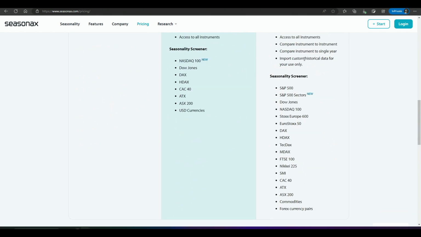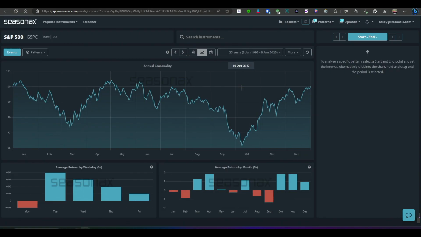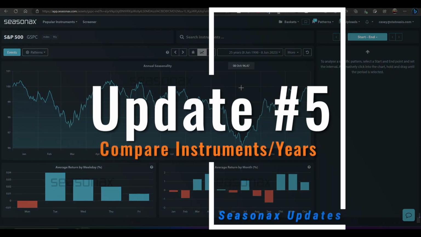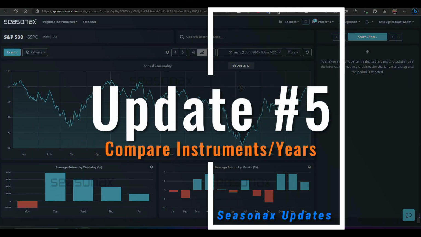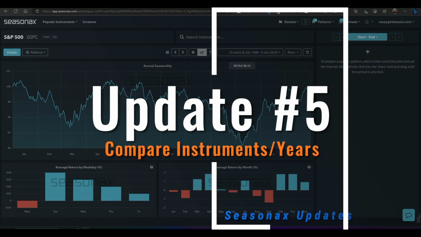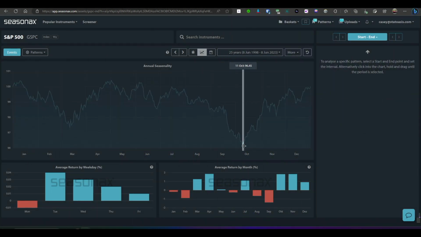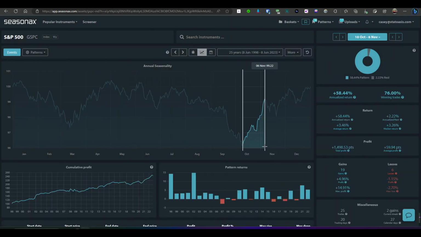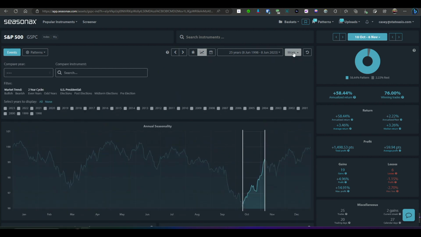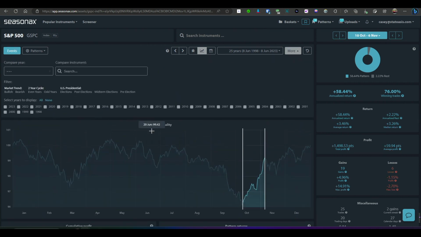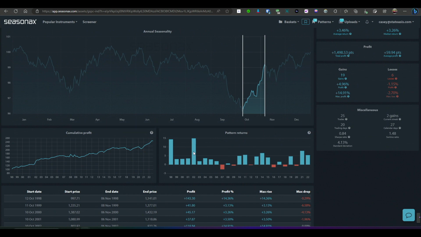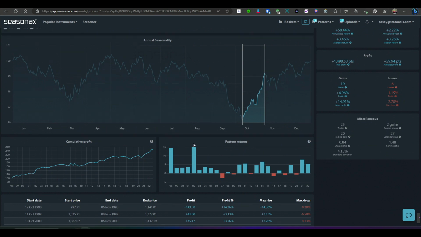With the paid plans, you get up to 100 years of historical data depending on the instrument, and you can import custom data, and also you can compare instrument to instrument. Another great feature is you can compare the current pattern to a previous year. So for example, this is the S&P, and there is a pattern here that's a 76% win rate. The median is 3.26%. So if we click on more, I can pick the years that I don't want to include. For example, 2002 looks very extreme.